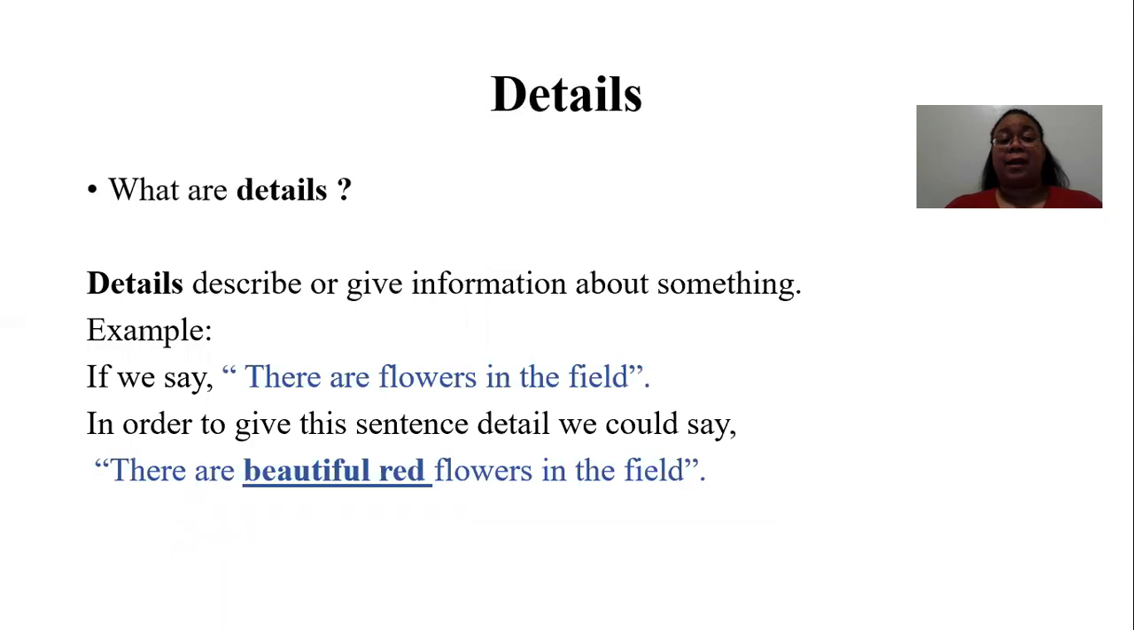What are details? We talked about this in our last lesson. If you said details describe or give information about something, you are absolutely correct. So if we say there are flowers in the field, in order to give detail to that sentence, we might say there are beautiful red flowers in the field. Beautiful and red give detail to the flower.